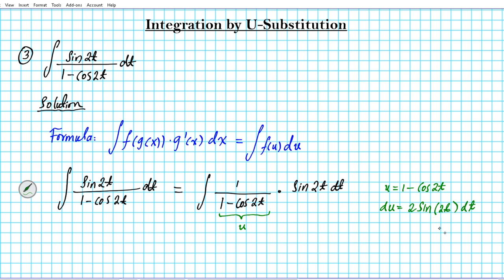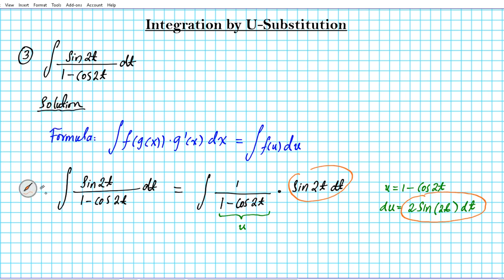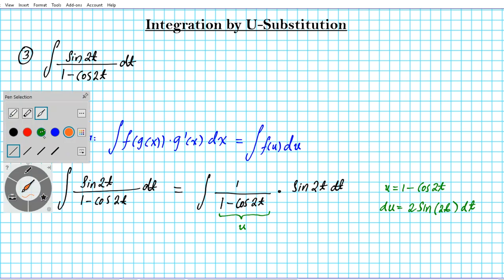So the question now is, do we have a clean substitution? Take a look at what we have here, sine 2t dt, which we want to substitute also, and over here we have 2 sine 2t dt. Do we have a match? The answer is no, we do not have a match. Sometimes we have a match, sometimes we don't. In this particular case, we do not have a match, so we have to carry out some arithmetic operations to make sure that they match.